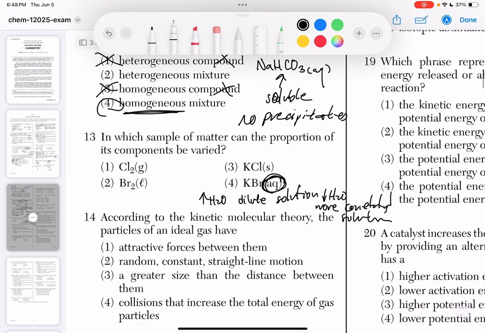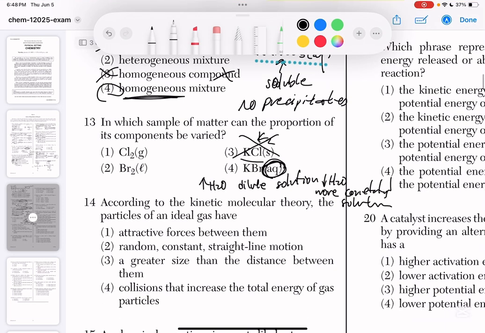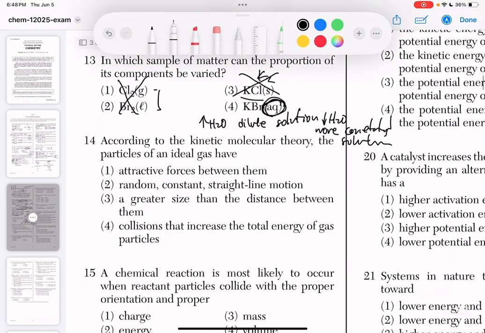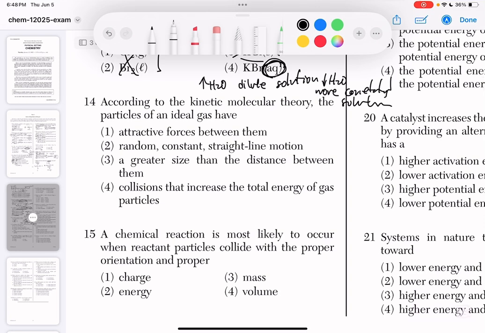So for example, for this one, if you have, let's say, 2 potassiums, that's not going to work. So it's definitely not this. And then these two are their elemental forms. Like atomic chlorine is chlorine gas, and bromine is just liquid bromine. So you also can't change the proportions of those two.